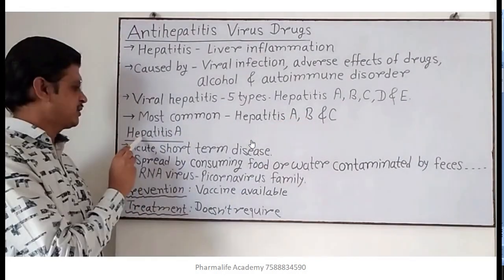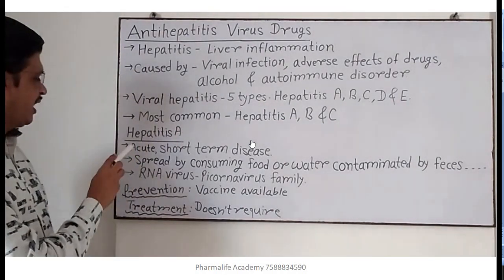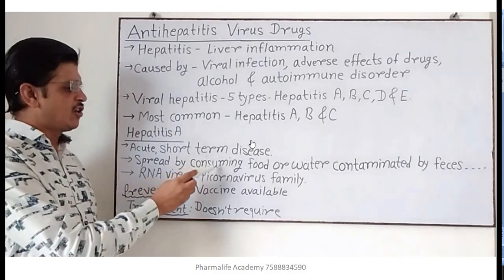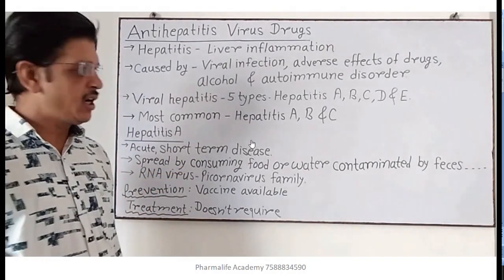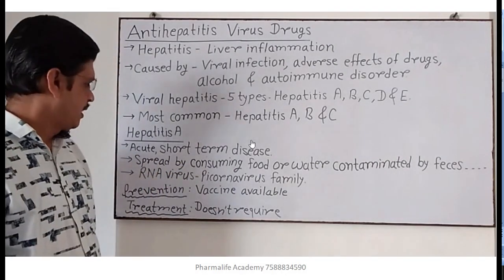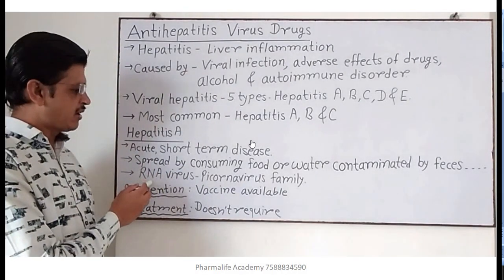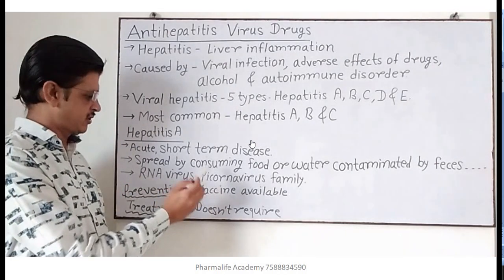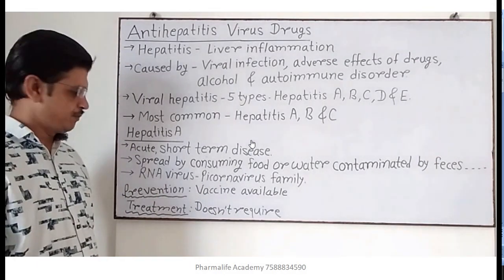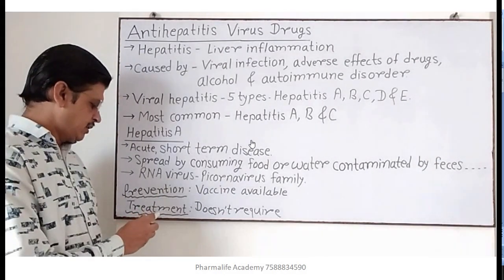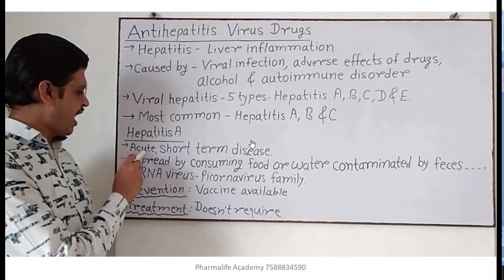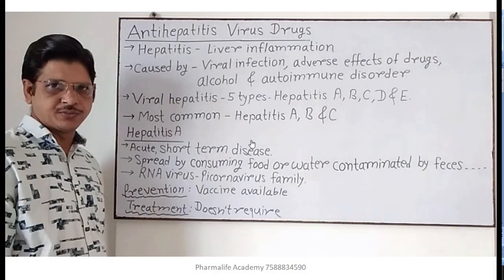Let's look at Hepatitis A. Hepatitis A is an acute short-term disease. It is spread by consuming food or water contaminated by feces from a Hepatitis A infected person. Hepatitis A virus is an RNA virus, belongs to family Picornavirus. Vaccines are available to prevent hepatitis A. Treatment: generally, hepatitis A requires no treatment because it is an acute short-term disease.